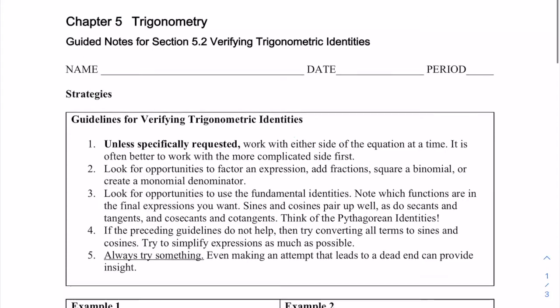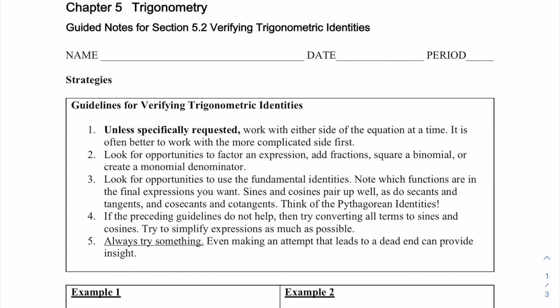Hello there. Today we're going to continue looking at trigonometric identities. Here are some strategies. Whenever you're not requested a side specifically to work on, choose either side to simplify and work with. Most often than not, it's a lot easier to work with the complicated side first. Remember, you can work on either side unless it's requested to work on just the left side or the right side. Some of the things you want to make sure you try to do are factor, combine fractions, squaring binomials, and always trying to simplify to create a monomial in the denominator.